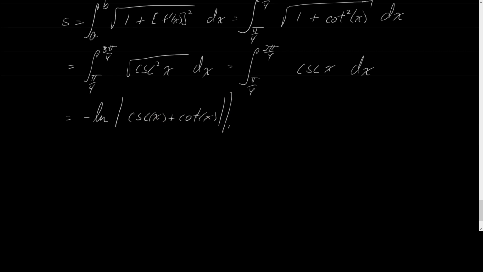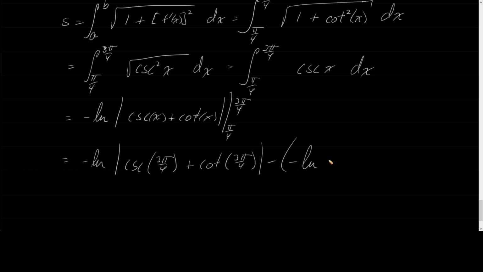And this is evaluated from pi over 4 to 3 pi over 4, which gives us, well, let's see, plug in 3 pi over 4, the negative ln of cosecant of 3 pi over 4 plus cotangent of 3 pi over 4 minus negative ln of cosecant of pi over 4 plus cotangent of pi over 4. There we go. All right, so let's see what we get here.